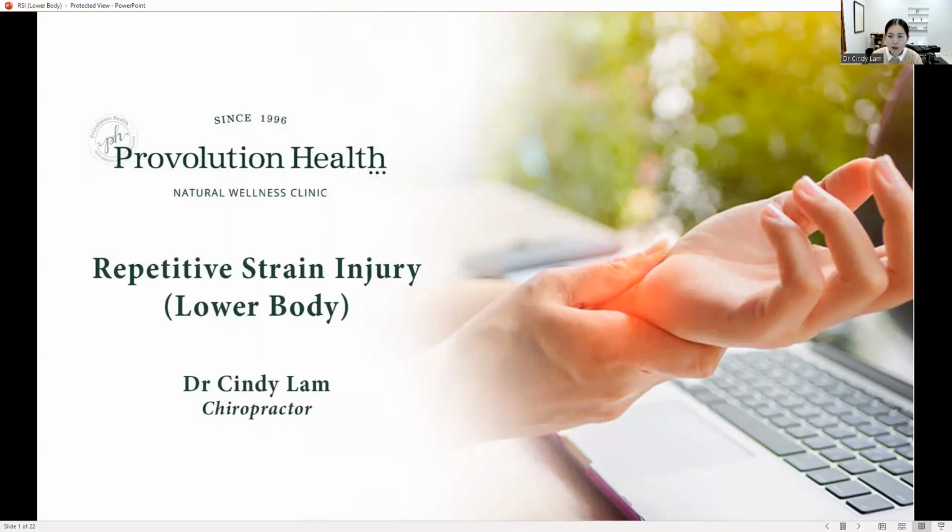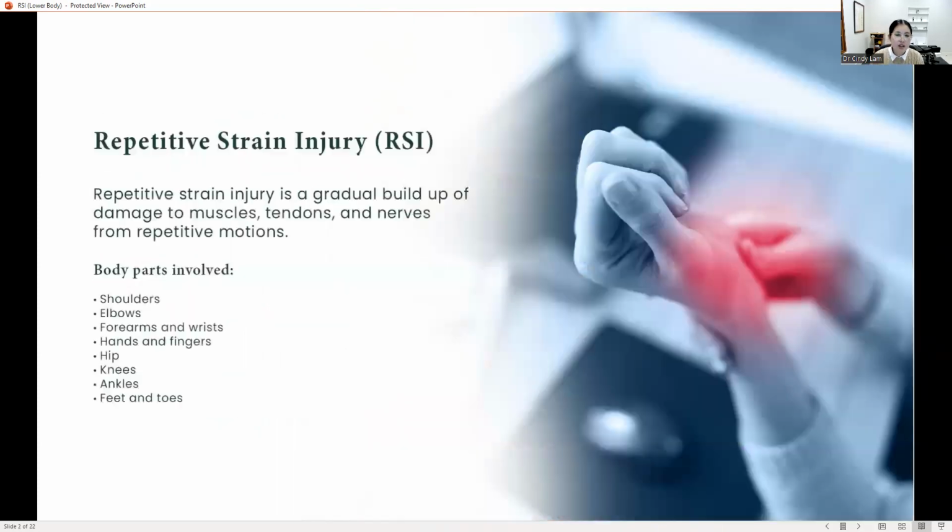So I'm Cindy, I'm a chiropractor at Provolution Health in Queanbeyan, and today we'll be talking about repetitive strain injuries of the lower body. So obviously, let's start off with what exactly is a repetitive strain injury. It's actually also known as RSI for short. So RSI is a gradual buildup of damage to muscles, tendons, and nerves from repetitive motions.